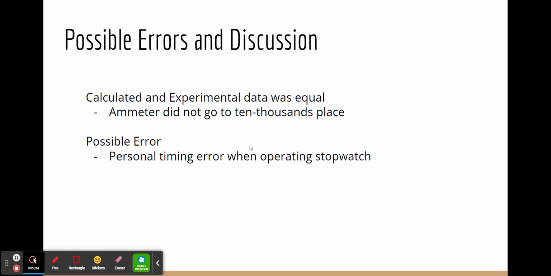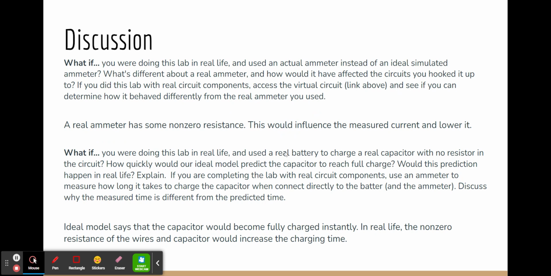Possible errors were that the ammeter didn't go to the 10,000th place, and personal timing with the stopwatch. And the discussion: what if I was doing this in real life, with a real ammeter instead of an ideal simulated one?